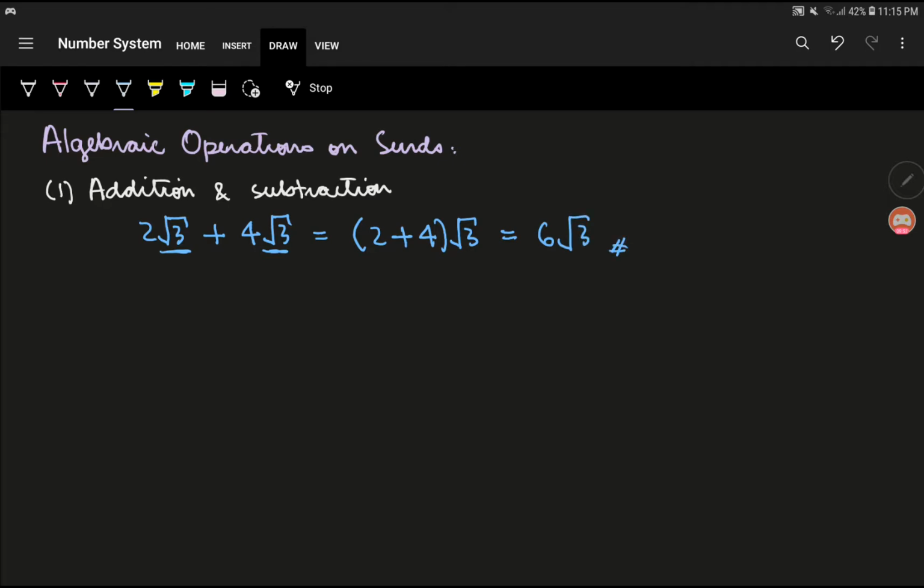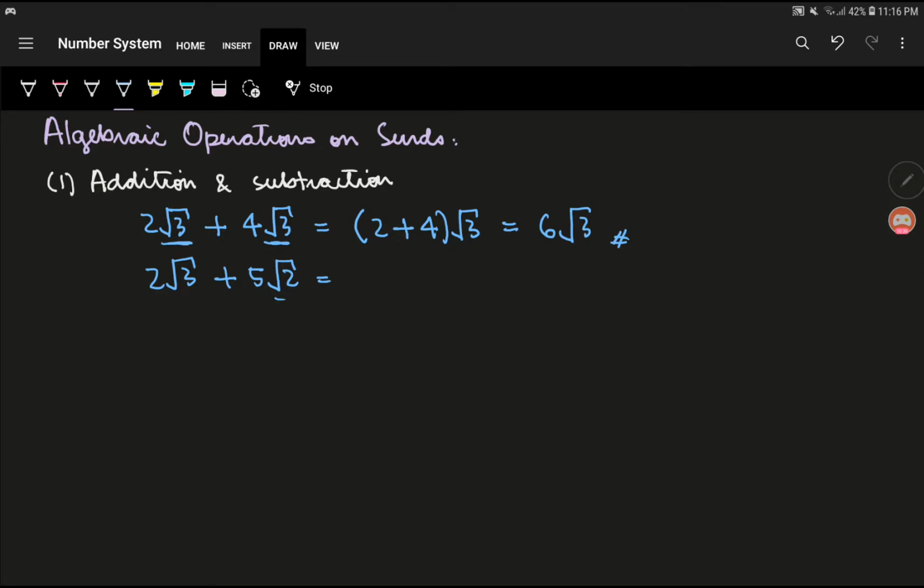The same goes for subtraction. When we have again 2 surd 3 and 5 surd 2, in this example we don't have surds of the same kind, because the first term has surd 3, but the second term has surd 2. So we cannot combine this expression as before. Therefore we leave the expression as it is.